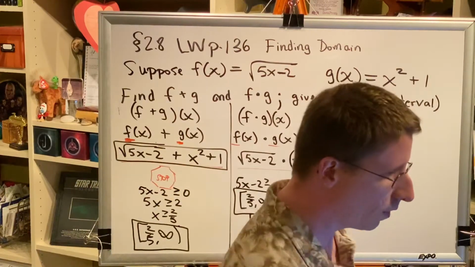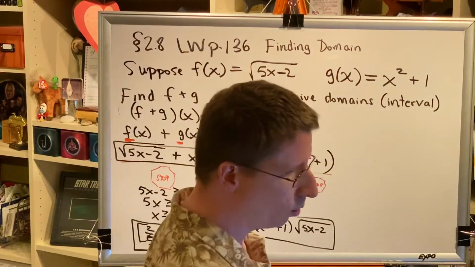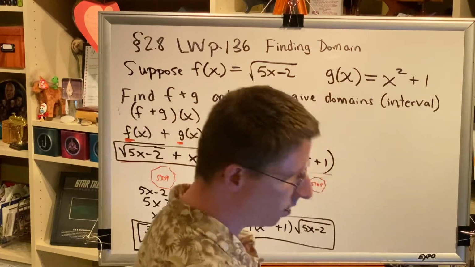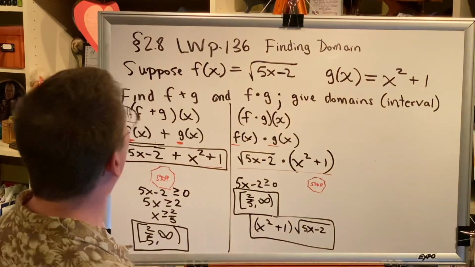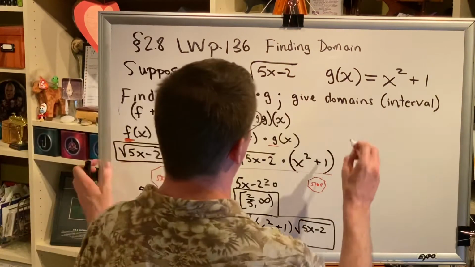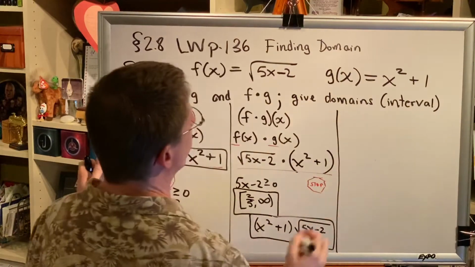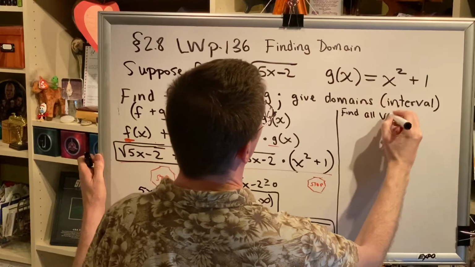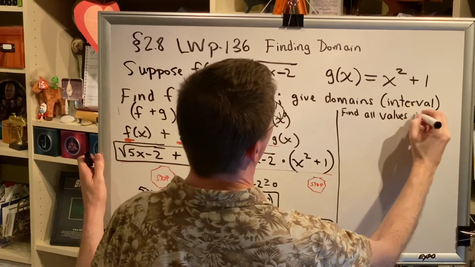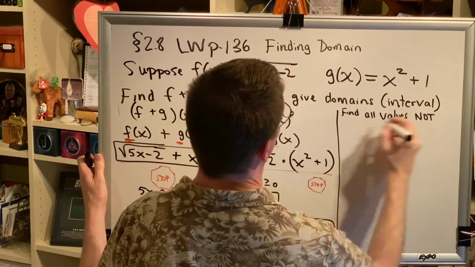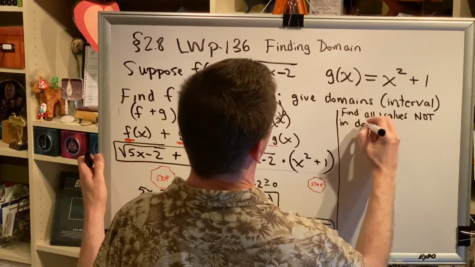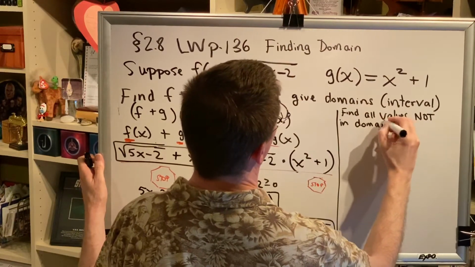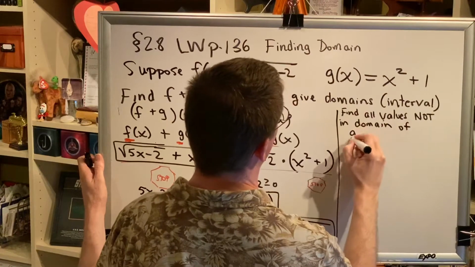So the only thing left to do for this problem is to find all values that are not in the domain of g over f. All right, so let's see if we can do that right now. All right, so find all values that are not in the domain of g over f.